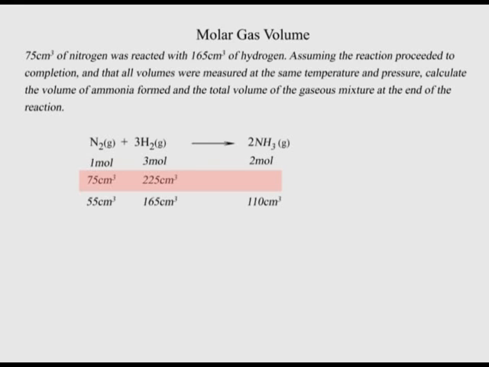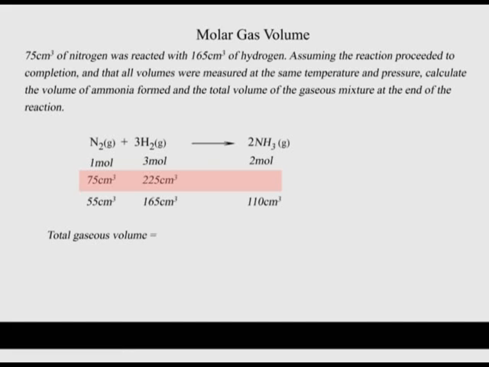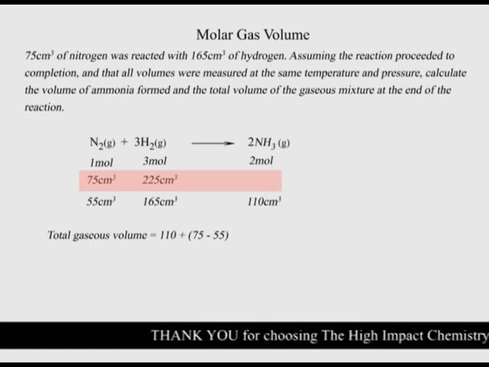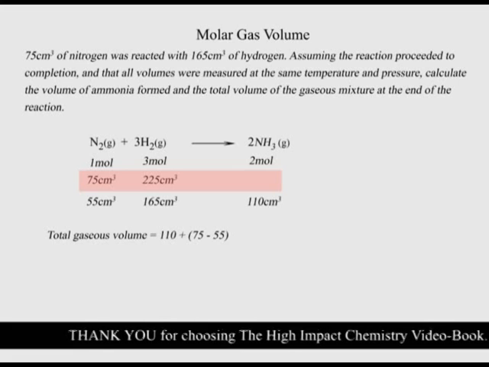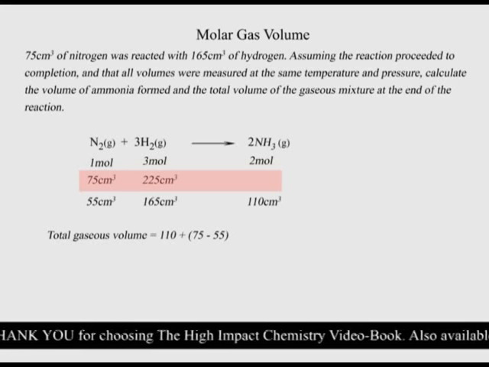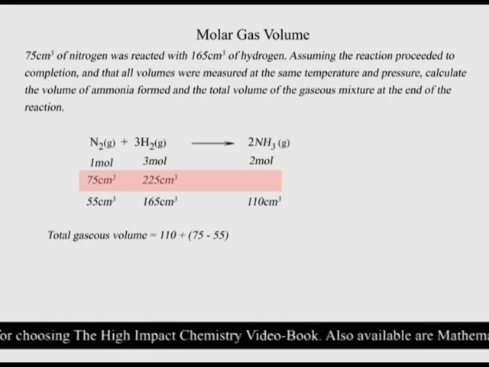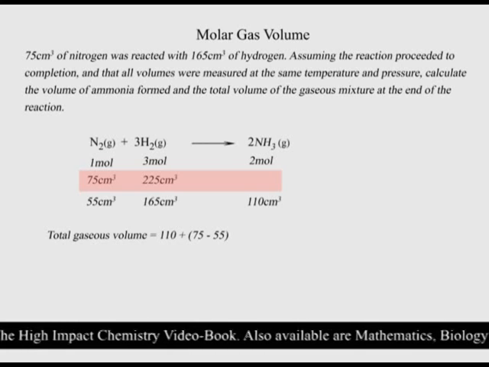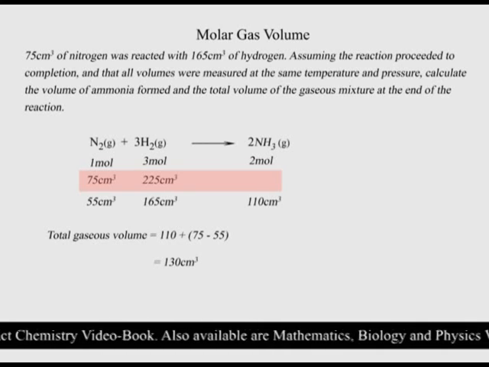The total gaseous volume at the end of the reaction is equal to the volume of the ammonia formed plus the volume of the unreacted nitrogen. That is 110 cubic centimeters of ammonia plus we had a total of 75 cubic centimeters of nitrogen, but 55 reacted. The difference is 20. If we add that, we get 130 cubic centimeters.